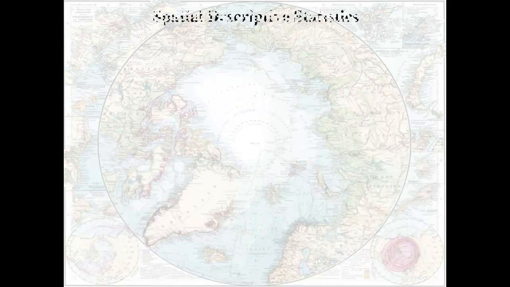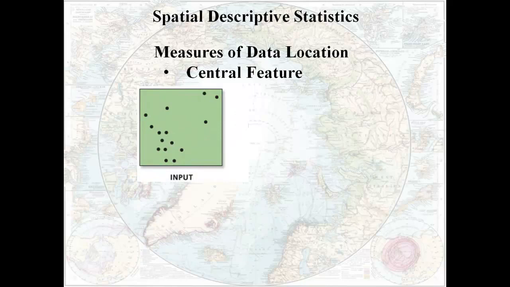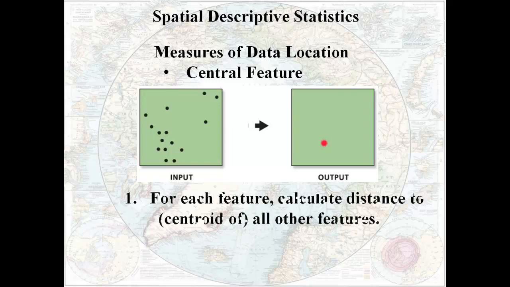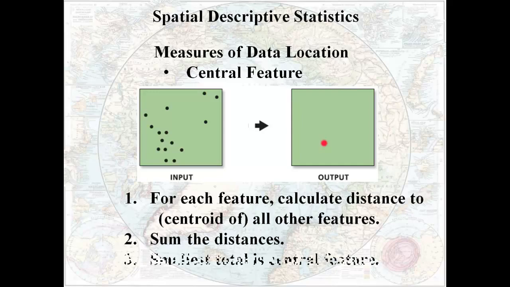This one's an X. Central feature. Central feature takes your input points and picks the single point in your input data set that is the minimum distance to all the other points in your input data set. So remember, the median center calculated a new point, it created a new point. The central feature is picking one of your existing points and picking the one that's the closest to all the others in total. For each feature, calculate the distance to the centroid, or if they're points, just to all the other points. Sum the distances. The smallest total is the central feature.